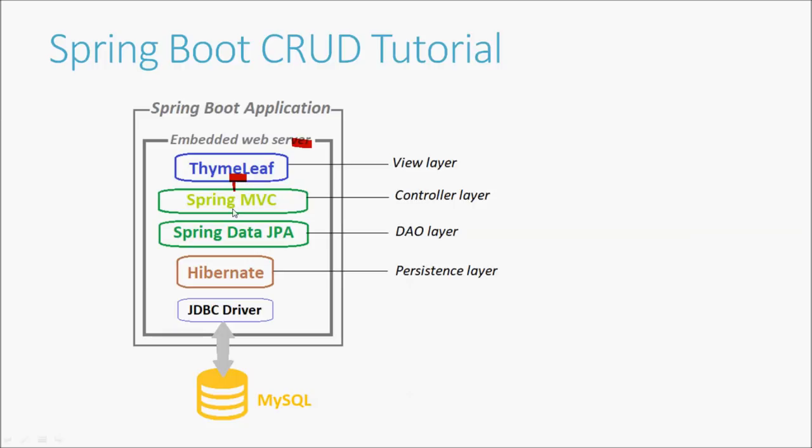And in the controller layer, we use Spring MVC to simplify the handling of requests and responses from the clients. And in the DAO layer, we use Spring Data JPA to simplify the coding of DAO classes or repository classes. And in the persistent layer, we use the Hibernate framework to map Java objects with tables in the database. And of course, the JDBC driver is used to communicate with the underlying database, which is the MySQL database in this project.